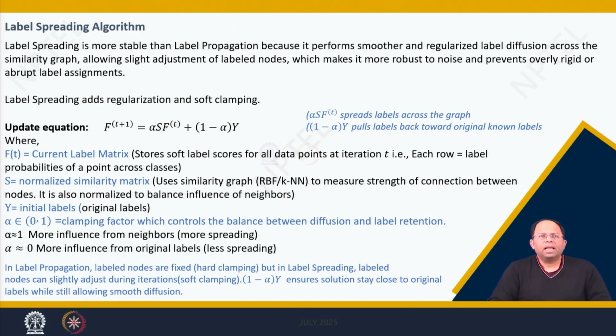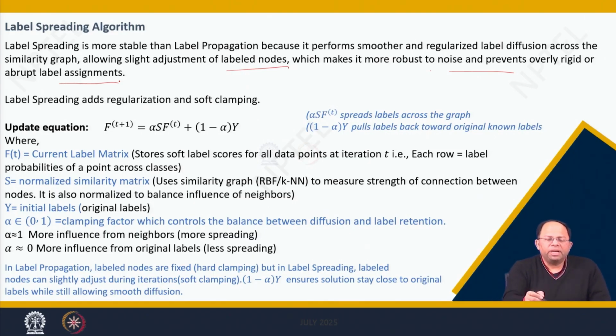Then comes the label spreading algorithm. Now, label spreading is more stable than label propagation. It performs smoother and regularized label diffusion across the similarity graph, allowing slight adjustment of the labeled nodes. In the previous one, we were not changing the labeled nodes, they were fixed, whereas the unlabeled nodes were changing. But over here, we have scope to change the labeled nodes as well. This makes it more robust to noise and prevents overly rigid or abrupt label assignments, right? So the entire process becomes much smoother, and the prediction also becomes much easier.